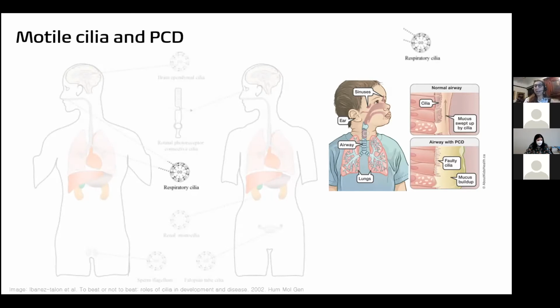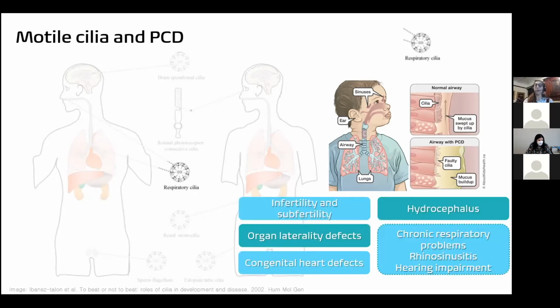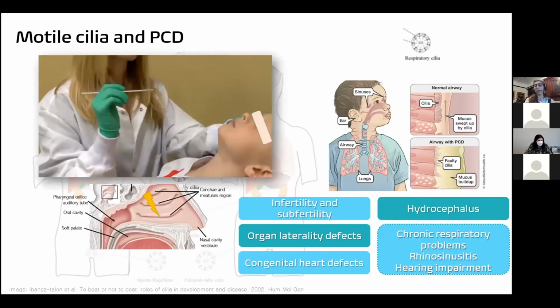symptomatology. We know now that when we have motile cilia impaired or defective, it can lead to a panel of phenotypes. But today we are going to ignore a little bit of the other ones, like hydrocephalus, infertility, organ laterality. We're going to focus on chronic respiratory problems and rhinosinusitis and hearing impairment in these patients. And here is where we talk about PCD, primary ciliary dyskinesia. This is where all these symptoms are more major. This is where they are more felt by the patients.